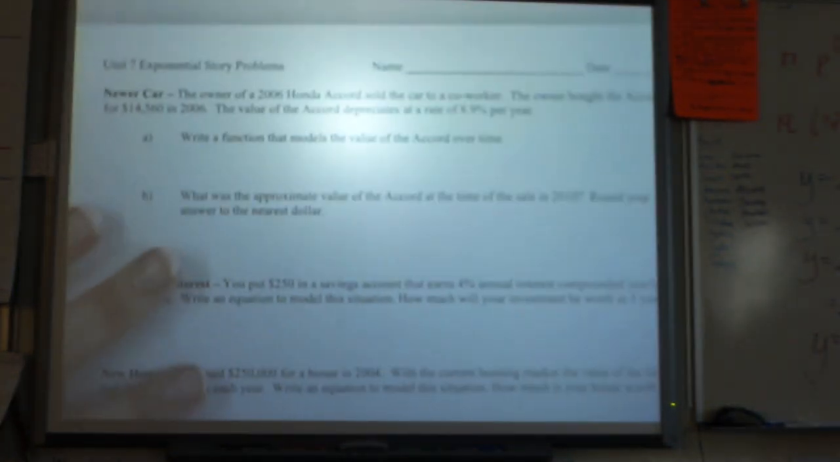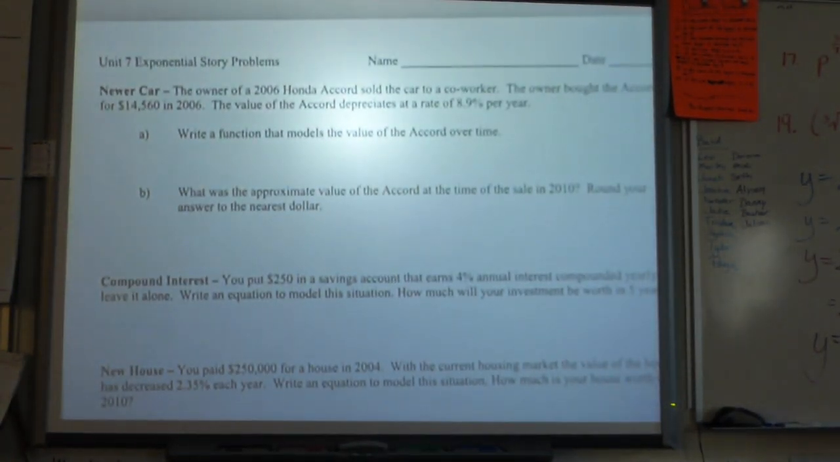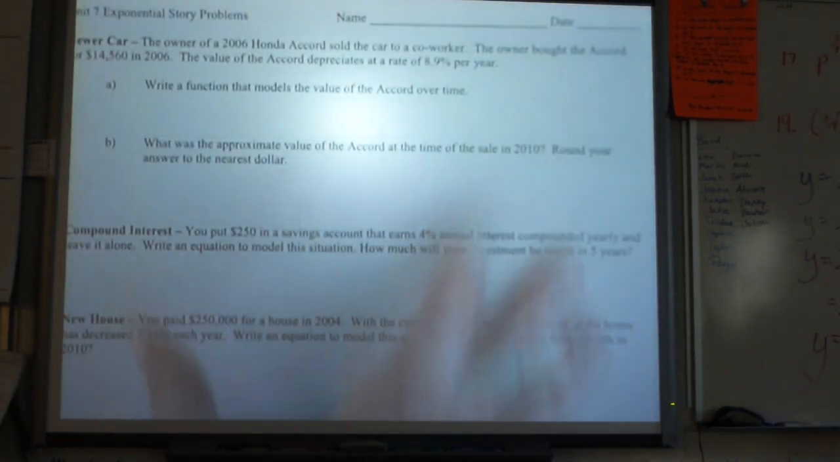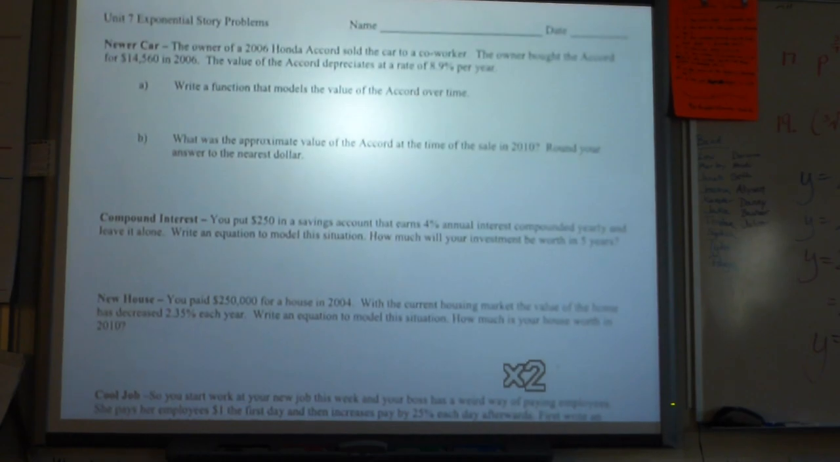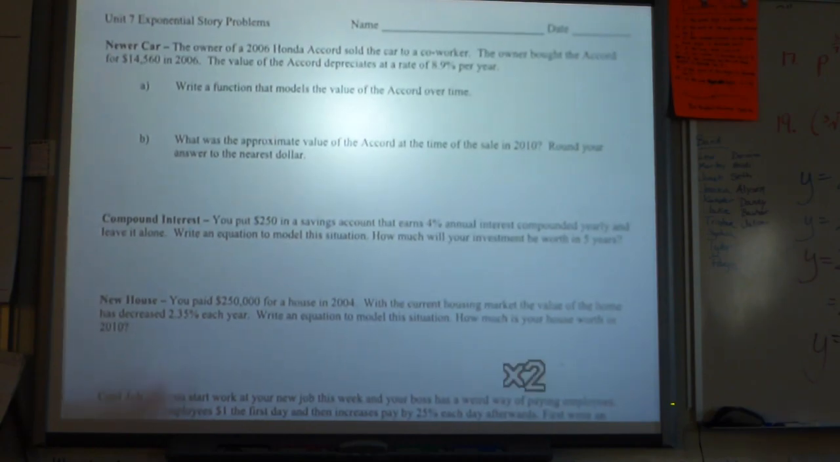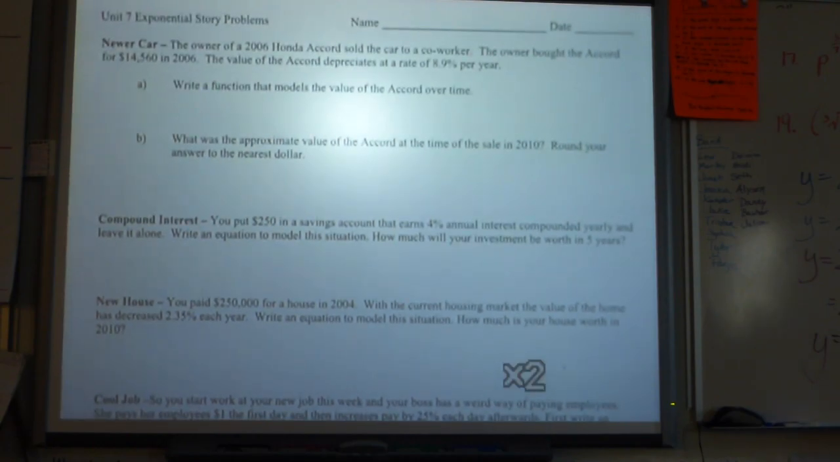Now, what about a newer car that's not a special collector car that people are interested in? So we're looking now at a Honda Accord. A 2006 Honda Accord, sold the car to a coworker. The owner bought the Accord originally for $14,560 in 2006. The value of the Accord depreciates at a rate of 8.9% per year. Write a function that models the value of the Accord over time.